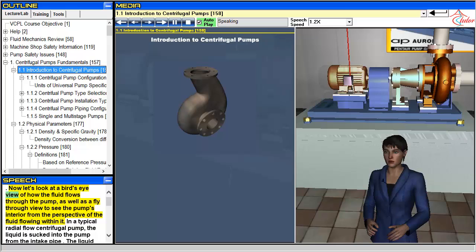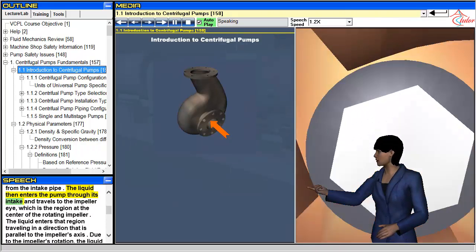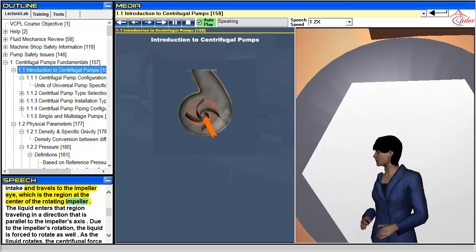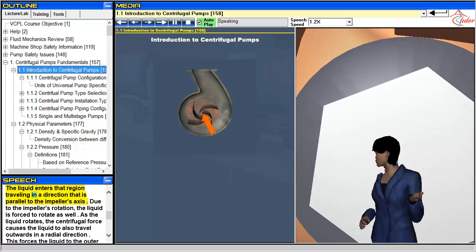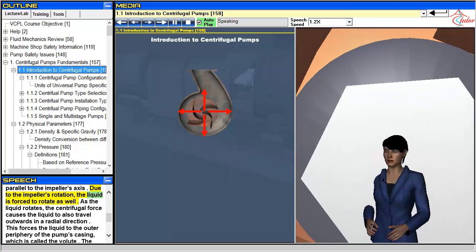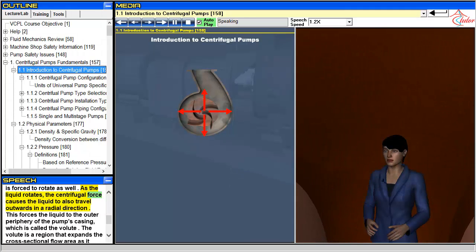Now let's look at a bird's eye view of how the fluid flows through the pump, as well as a fly-through view to see the pump's interior from the perspective of the fluid flowing within it. In a typical radial flow centrifugal pump, the liquid is sucked into the pump from the intake pipe. The liquid then enters the pump through its intake and travels to the impeller eye, which is the region at the center of the rotating impeller. The liquid enters that region traveling in a direction that is parallel to the impeller's axis. Due to the impeller's rotation, the liquid is forced to rotate as well. As the liquid rotates, the centrifugal force causes the liquid to also travel outwards in a radial direction.